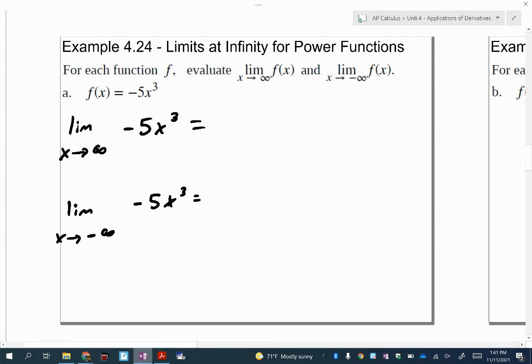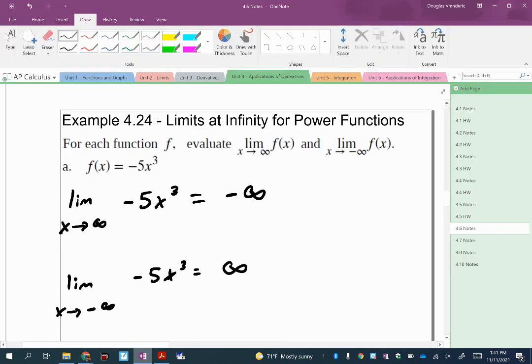So what I'm saying here is that as we move to the right forever, you'll notice that we are approaching y values of negative infinity. And as we move to the left forever, we're approaching y values of positive infinity. And you probably know why that happened, right?